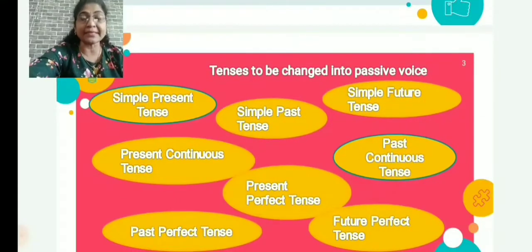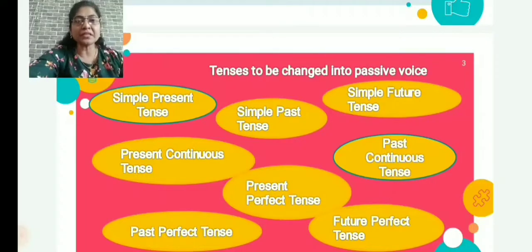We have 12 tenses, but from the 12 tenses only 8 tenses are changed into passive voice. First, simple present tense, simple past tense, simple future tense. That means all simple tenses, whether present, past or future, are changed into passive voice. Then present continuous tense and past continuous tense, both are changed into passive voice. In continuous we also have future continuous tense, but future continuous tense we don't change into passive voice. Now then the perfect tenses.